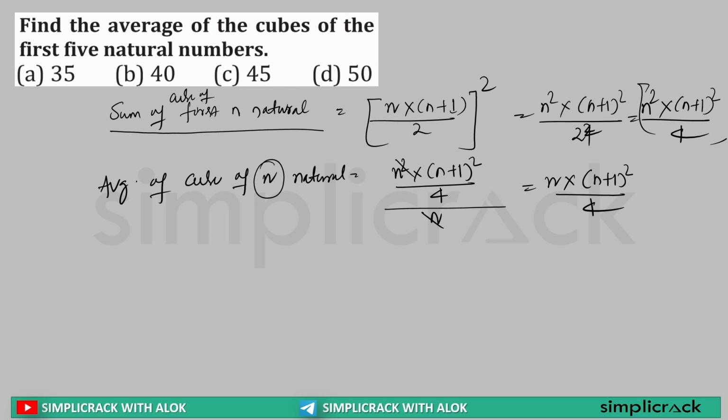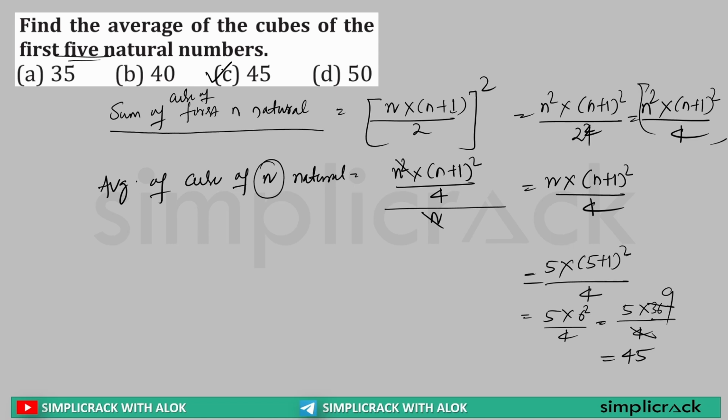Now understand this. Here n is what, sir? The first 5 natural numbers. So the answer is 5 into 5 plus 1 square divided by 4. Sir, this is 5 into 6 square divided by 4. Sir, 6 square is known as 36 divided by 4. Sir, we know 4 9s are 36. So the answer is 5 into 9, that is 45. Sir, the answer is option C. So this is how you can calculate the cubes also.